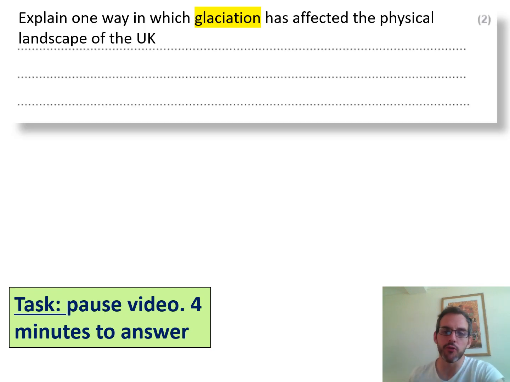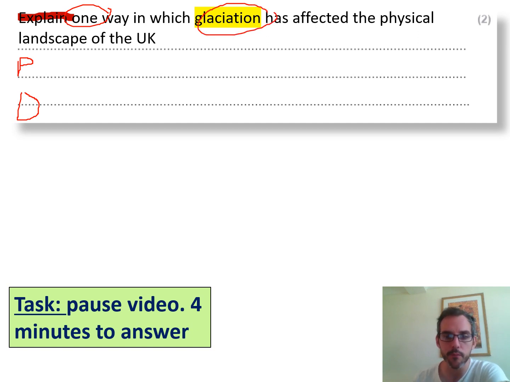Okay, the question we're going to try is a really straightforward one. Again, it's an explain question, so we need to give a reason. And what I'd like us to do is a simple point develop. So it says explain one way in which glaciation has affected the physical landscape of the UK. It says 4 minutes to answer here, but that should be 2 minutes. So if you pause the video and give that a try, then we can look at the answers.